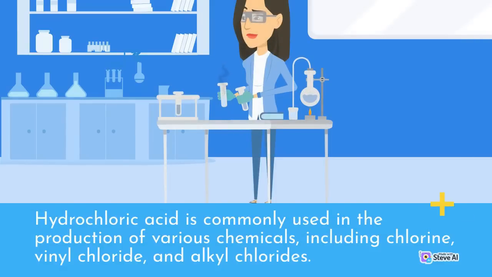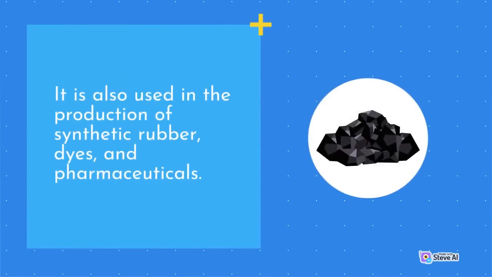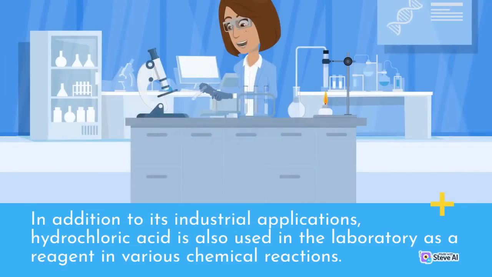Hydrochloric acid is commonly used in the production of various chemicals, including chlorine, vinyl chloride, and alkyl chlorides. It is also used in the production of synthetic rubber, dyes, and pharmaceuticals. In addition to its industrial applications, hydrochloric acid is also used in the laboratory as a reagent in various chemical reactions.